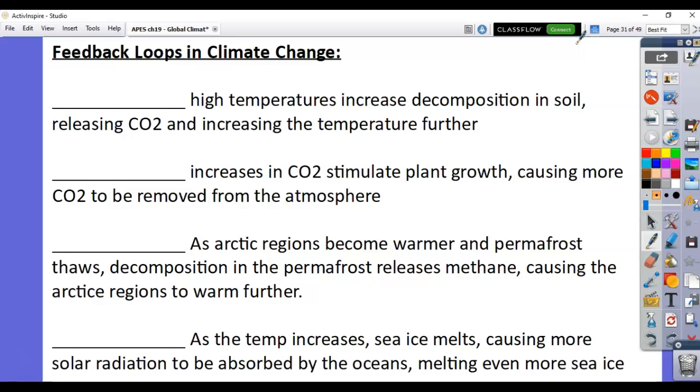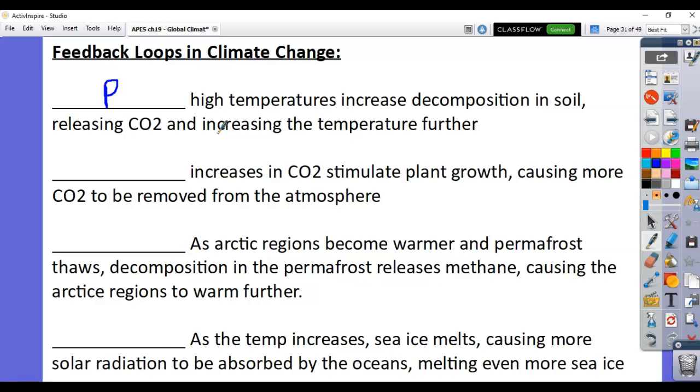So it says high temperatures increase decomposition in the soil, which releases CO2 and increases temperature further. So we start off with a high temperature already, and then at the end, the temperature is increasing further. So if it's high and then it's increasing even more, that's a snowball effect, increasing the change. So that would be positive.